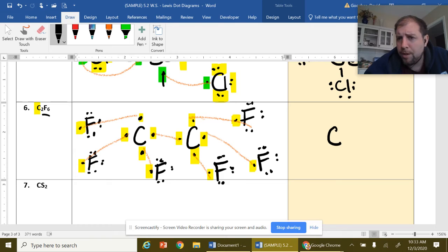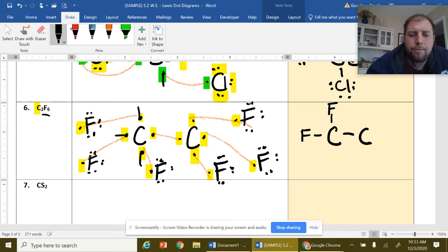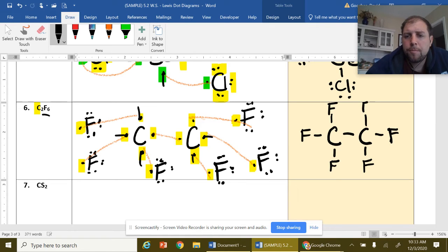So I start with the middle atoms. This carbon connects to the other carbon once. So I'm going to connect them once. This carbon connects to a fluorine on top of it. So I'm going to draw a fluorine on top of it. It connects to a fluorine to the left. So I'm going to draw a fluorine to the left. It connects to a fluorine underneath. So I'm going to connect to a fluorine down here. This carbon, same deal, connects to a fluorine underneath, a fluorine to the right, and a fluorine above.